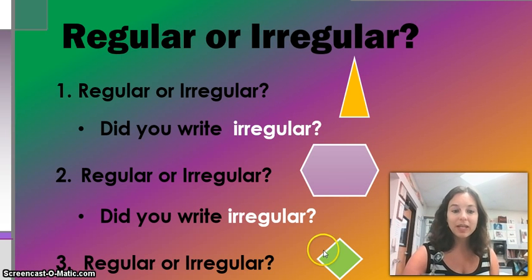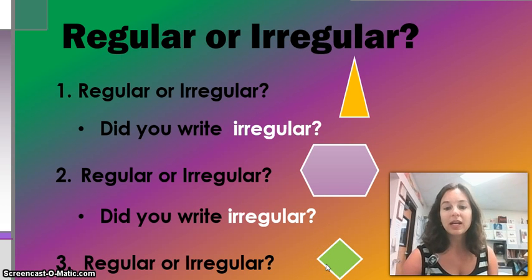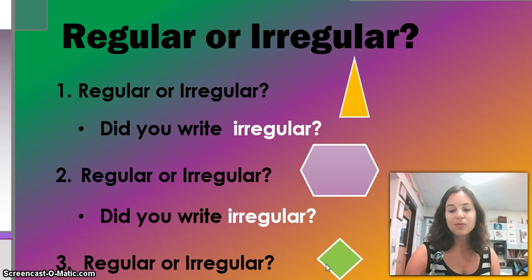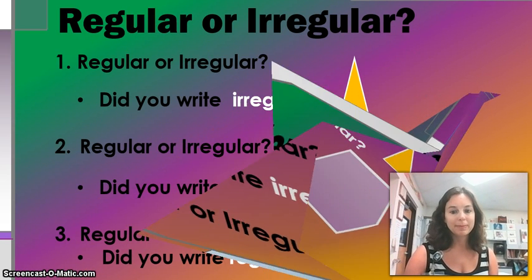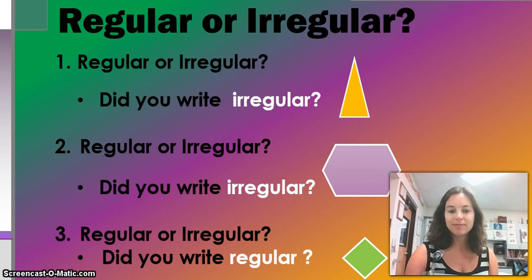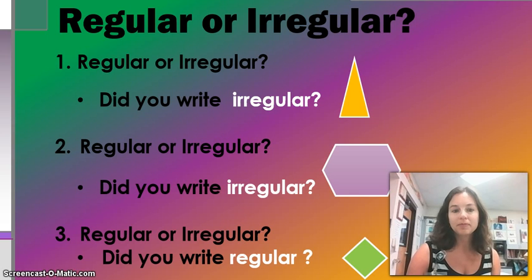All right, here we have a regular polygon. We have all equal sides and all 90-degree angles. A regular polygon, a regular quadrilateral, irregular. It is a square and it is also a rhombus. Did you say regular? If so, good job. Give yourself a pat on the back. If not, make your corrections and we'll move on.